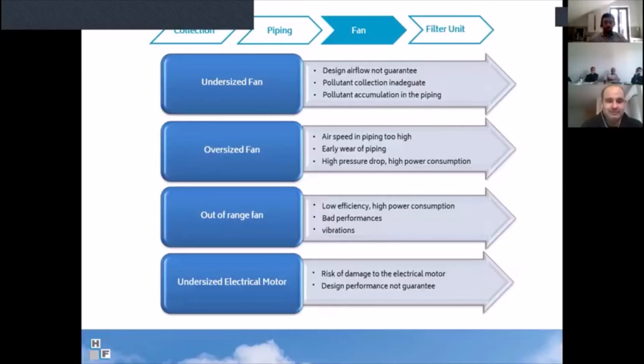Then we can also undersize or oversize the electrical motor. If we oversize the electrical motor, we don't have any risk. We only spend money. But if we undersize the electrical motor, it's a big issue, because not only are we not able to guarantee the design performance, but probably we are also not able to run the system, because if the power consumption, like Saverio said before, is higher than the rated power of the electrical motor, the motor will break in a short time. This means that we have to stop the system and change the motor.